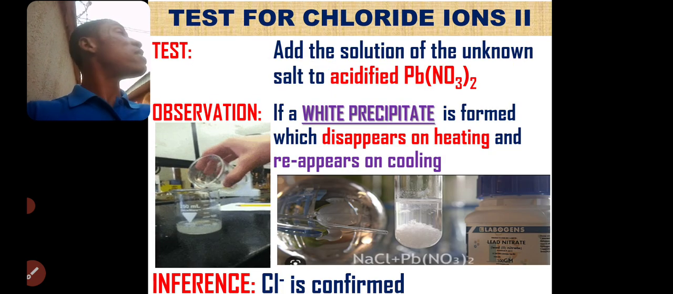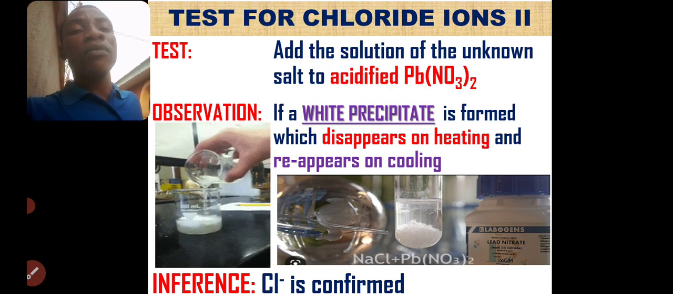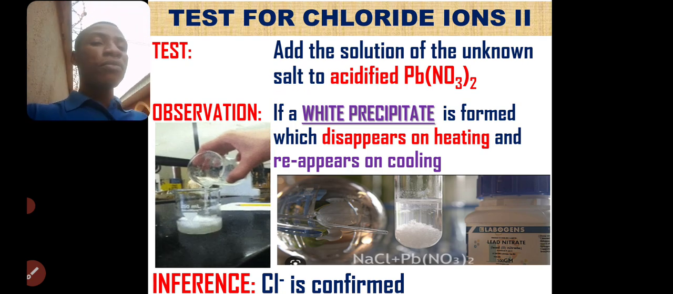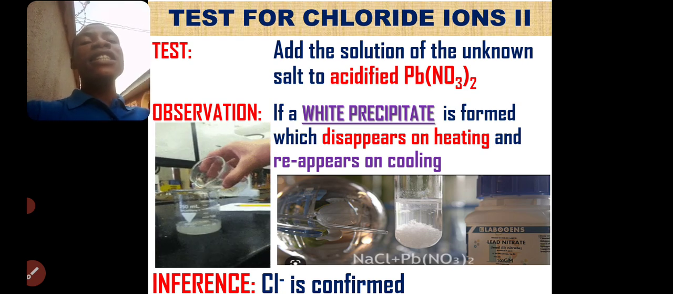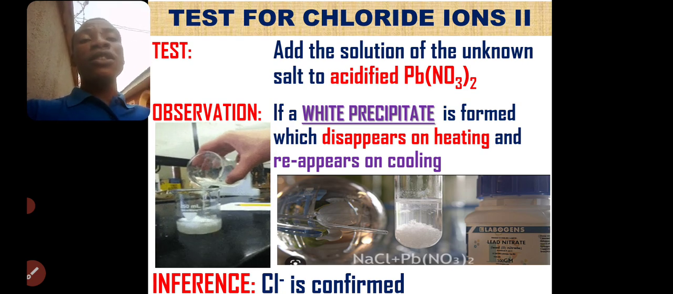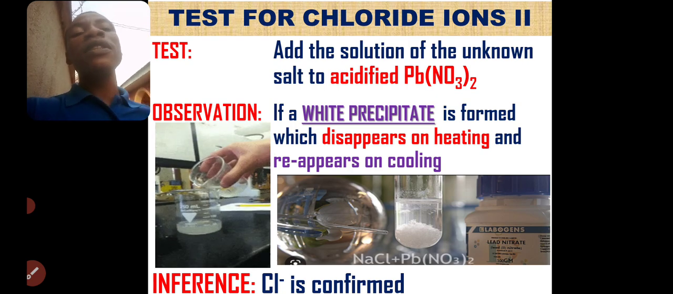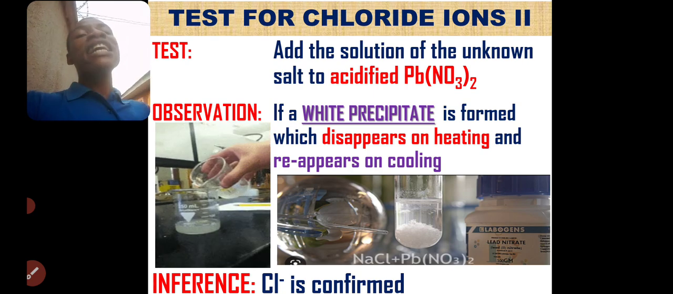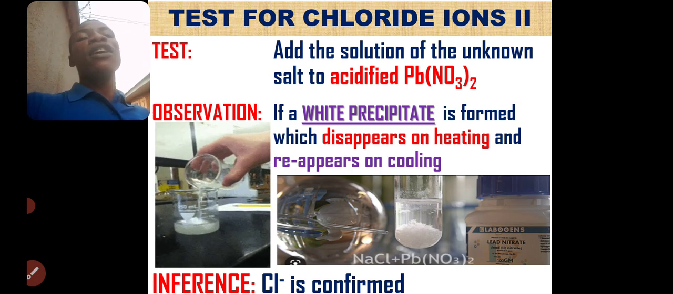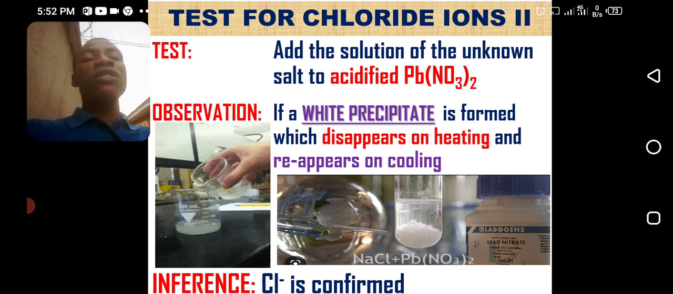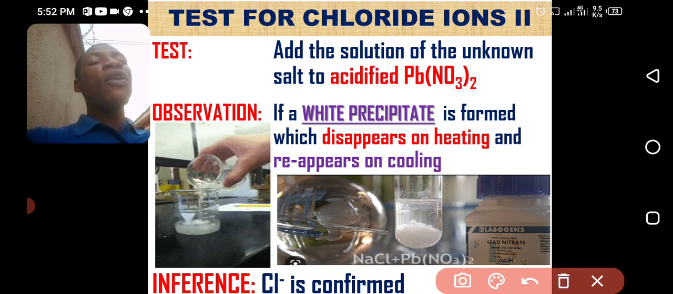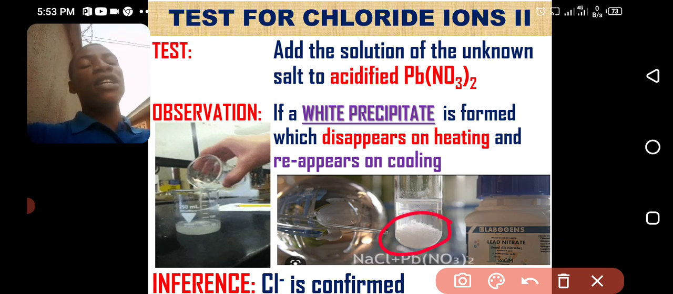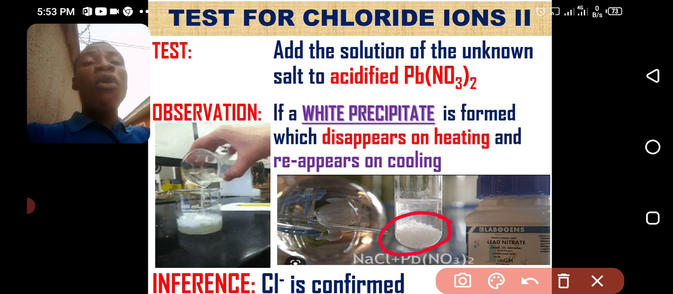You can also use acidified Pb(NO3)2 to test for the presence of chloride ion. When you add the unknown solution into lead nitrate and it gives you a white precipitate like the one we are seeing in this place, it's a sign that chloride ion might be present. To confirm that it's chloride ion, using lead nitrate, you are going to heat the precipitate. You heat it and allow it to become hot.